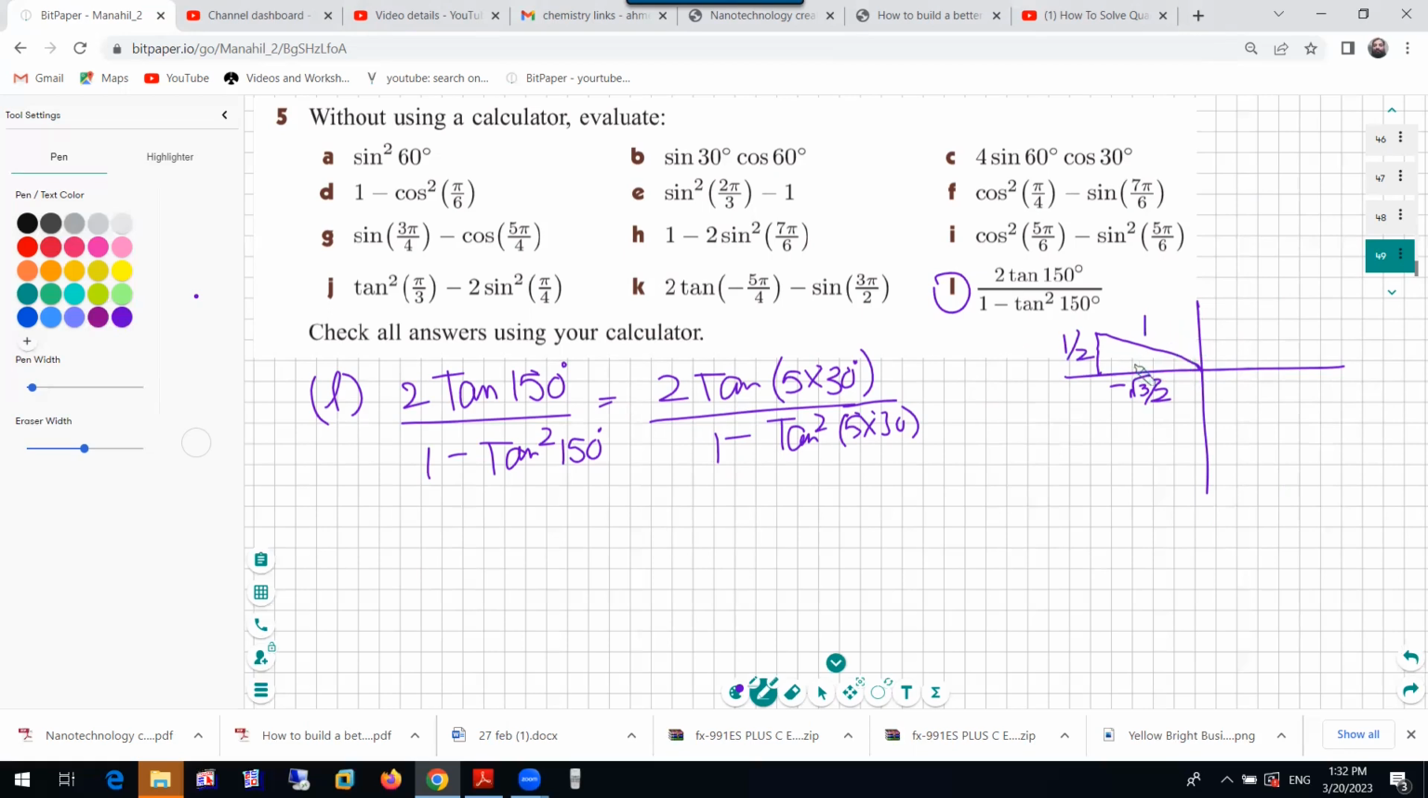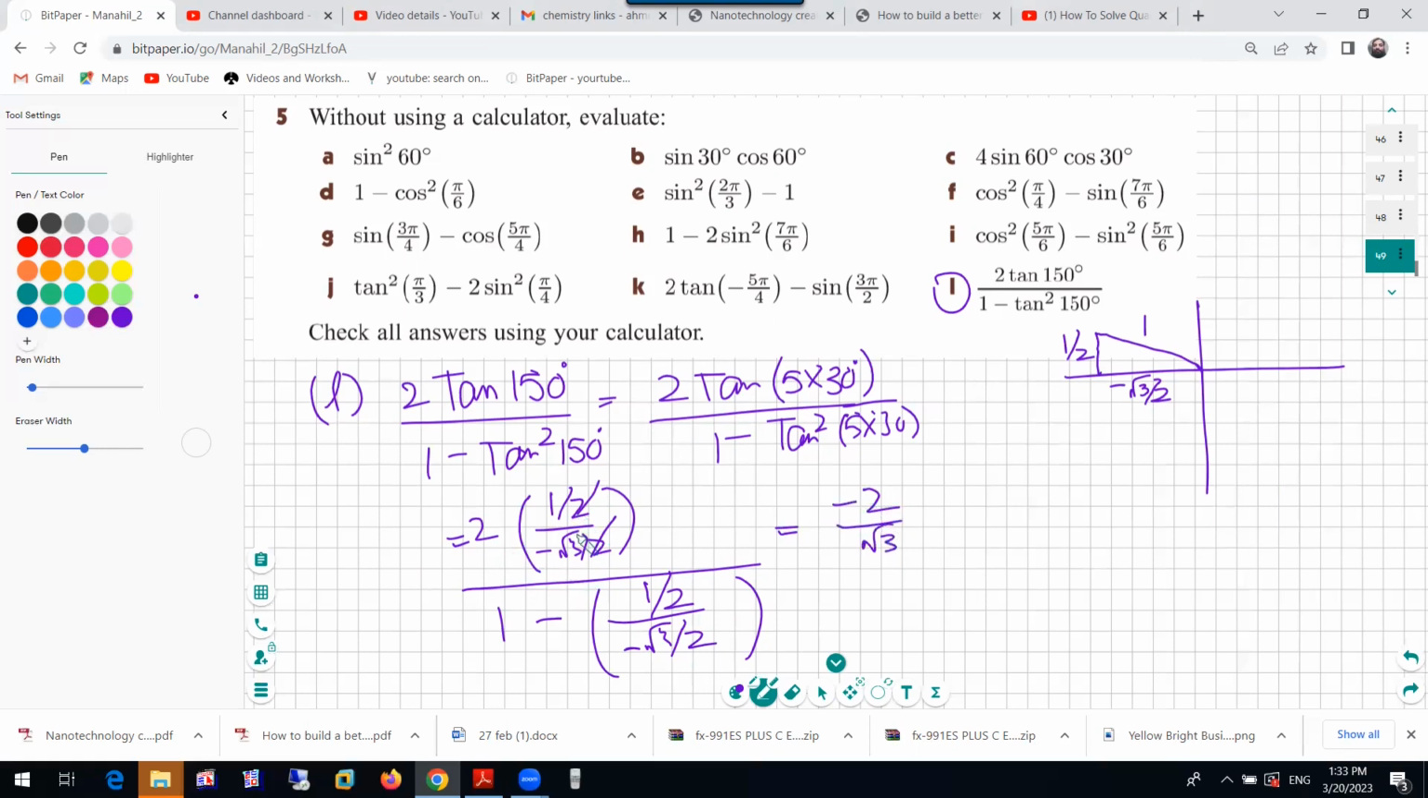What is tan here? Opposite over adjacent. So tan 150 will be opposite 1 over 2, adjacent is negative square root 3 over 2. Negative square root 3 over 2, right? Similarly here, the square means, right, it's this. So 2 to cancel, but we are left with minus 2 over square root 3.